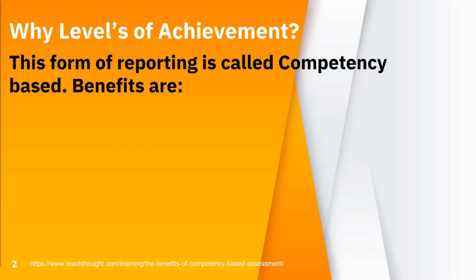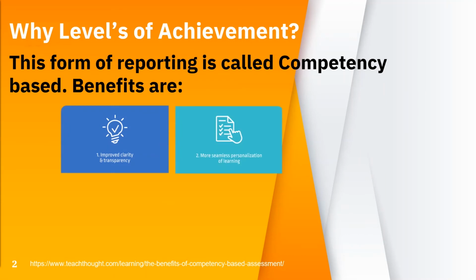So, first of all, I'm going to start off with why do we have levels of achievement? This form of reporting is called competency-based. Some benefits of this are improved clarity and transparency. Our students and parents know how students are doing compared to the desired outcomes. It's easier to personalize learning as this is the basis of how we are grading already, rather than just giving a numeric score. The process is more towards assessment versus just numeric grades.